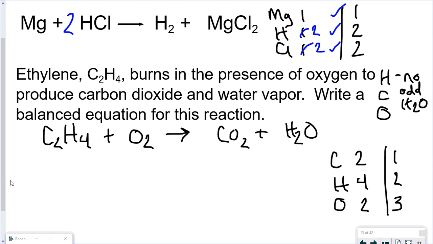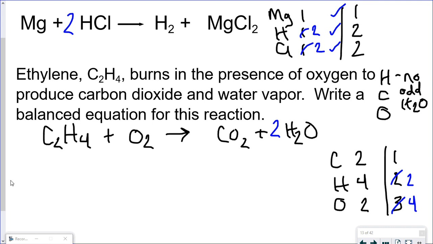So if we do the suggested order, let's look at hydrogen first. We have 4 hydrogens on the reactant side, 2 on the product side, so we need to multiply by 2. That's not an odd number, so that's okay. So that gives us 2 hydrogens. That gives us 2 oxygens in water, plus the 2 in carbon dioxide for a total of 4.